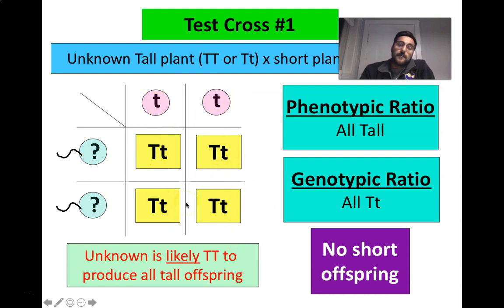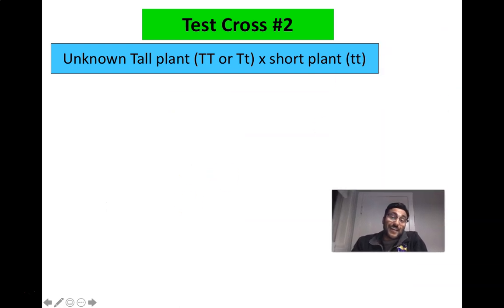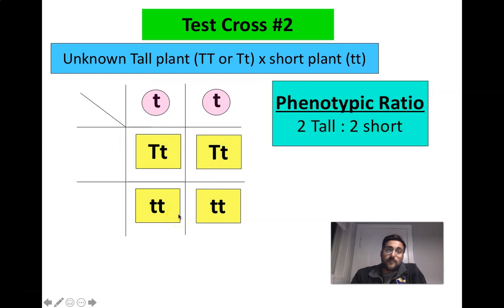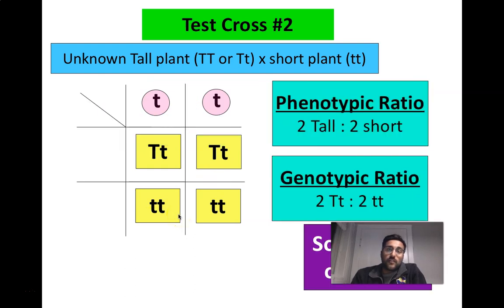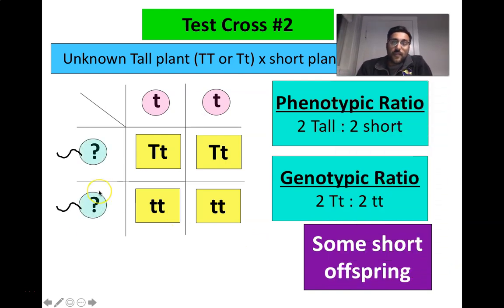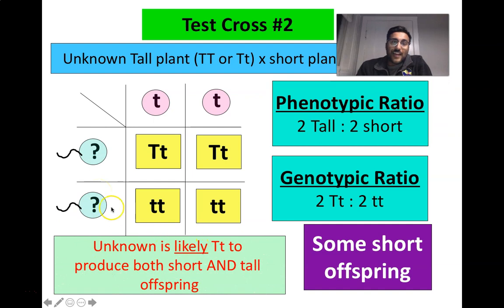Option number two, however, is if you do this cross with a Testcross, and now 50% of them are tall, and the other 50% are short. And so if two are tall and two are short, then you have some short offspring. If you have some short offspring, then the unknown is likely going to be big T, little t, because there are some little t's getting in there. So if this was big T and this was a little t, there are now some little t's getting in and making your kids different than what you'd think.